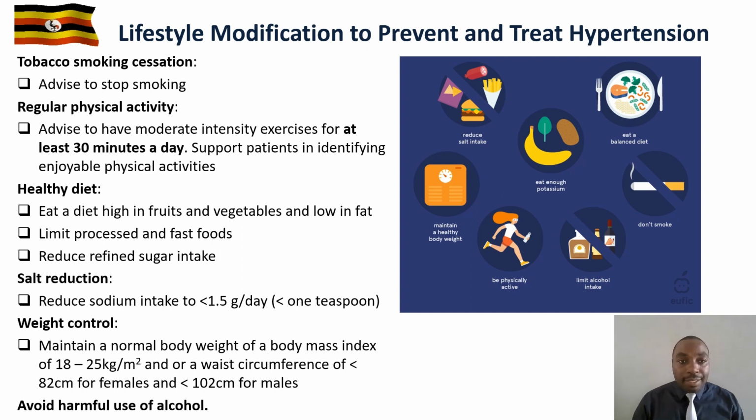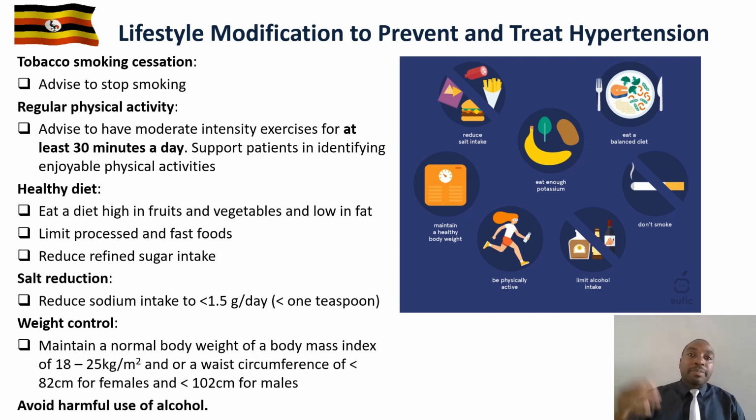So we must eat healthy, a diet rich in fruits and vegetables, low in fat. Limit processed foods, avoid them if you can. Processed foods, these canned drinks, bottled drinks. We have so many juices on the market, sodas, all these processed juices. No, let's eat organic and reduce refined sugar intake, but also reduce salt intake at the same time to less than 1.5 grams per day. Control your weight. If you stand on the weighing scale, measure your height, you can calculate your BMI, body mass index. The normal one is 18 to 25 kilograms per square meter.